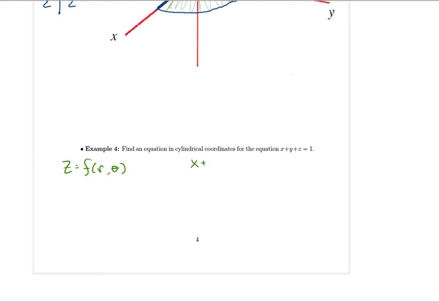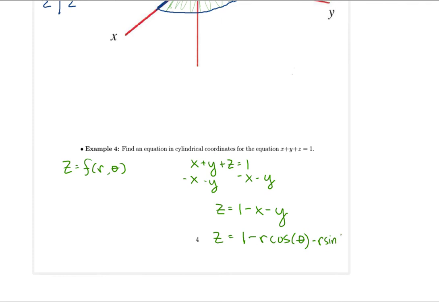So x plus y plus z equals 1. Let's just move those over to the other side. So 1 minus x minus y. And so then we get z is equal to 1 minus r cosine theta minus r sine theta. Okay, and that's all there really is to it there.